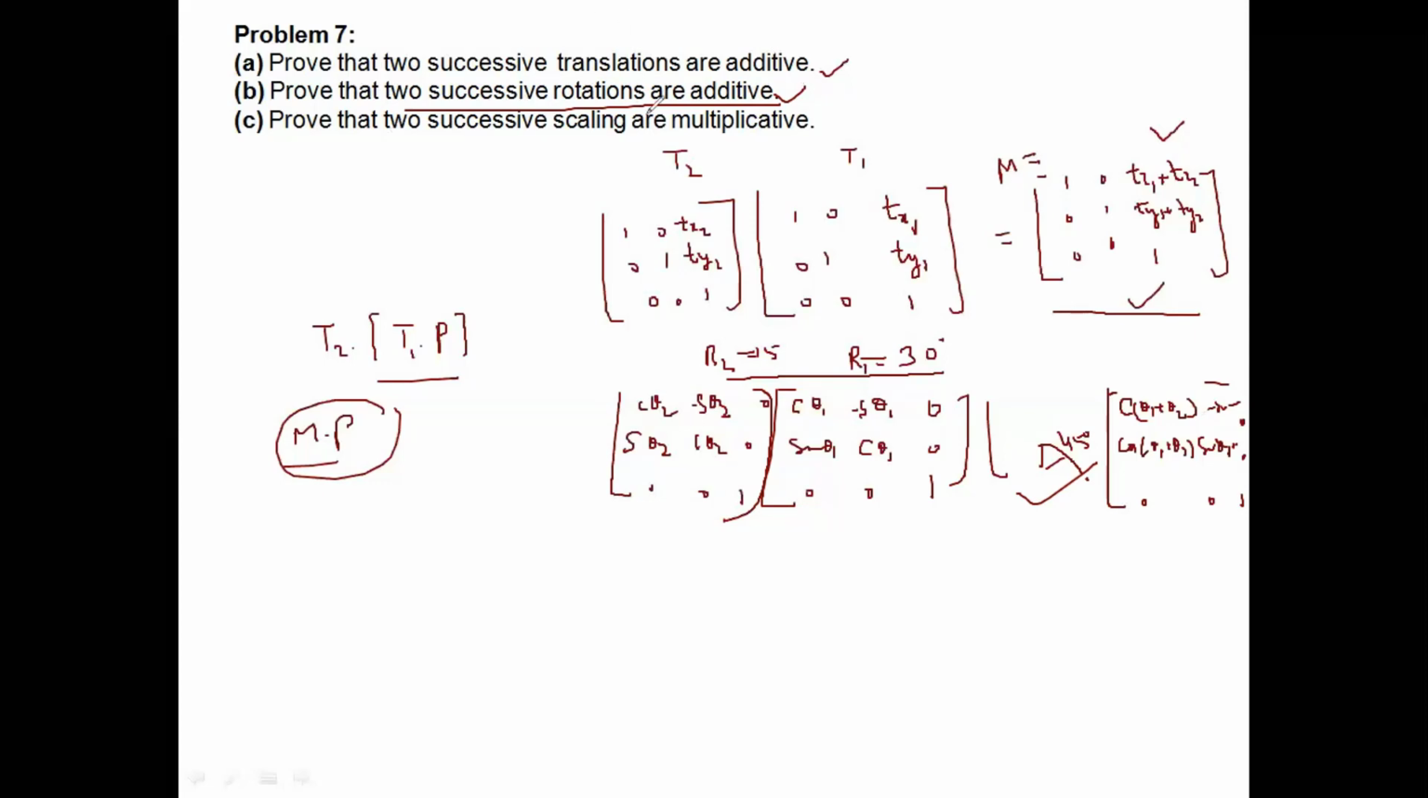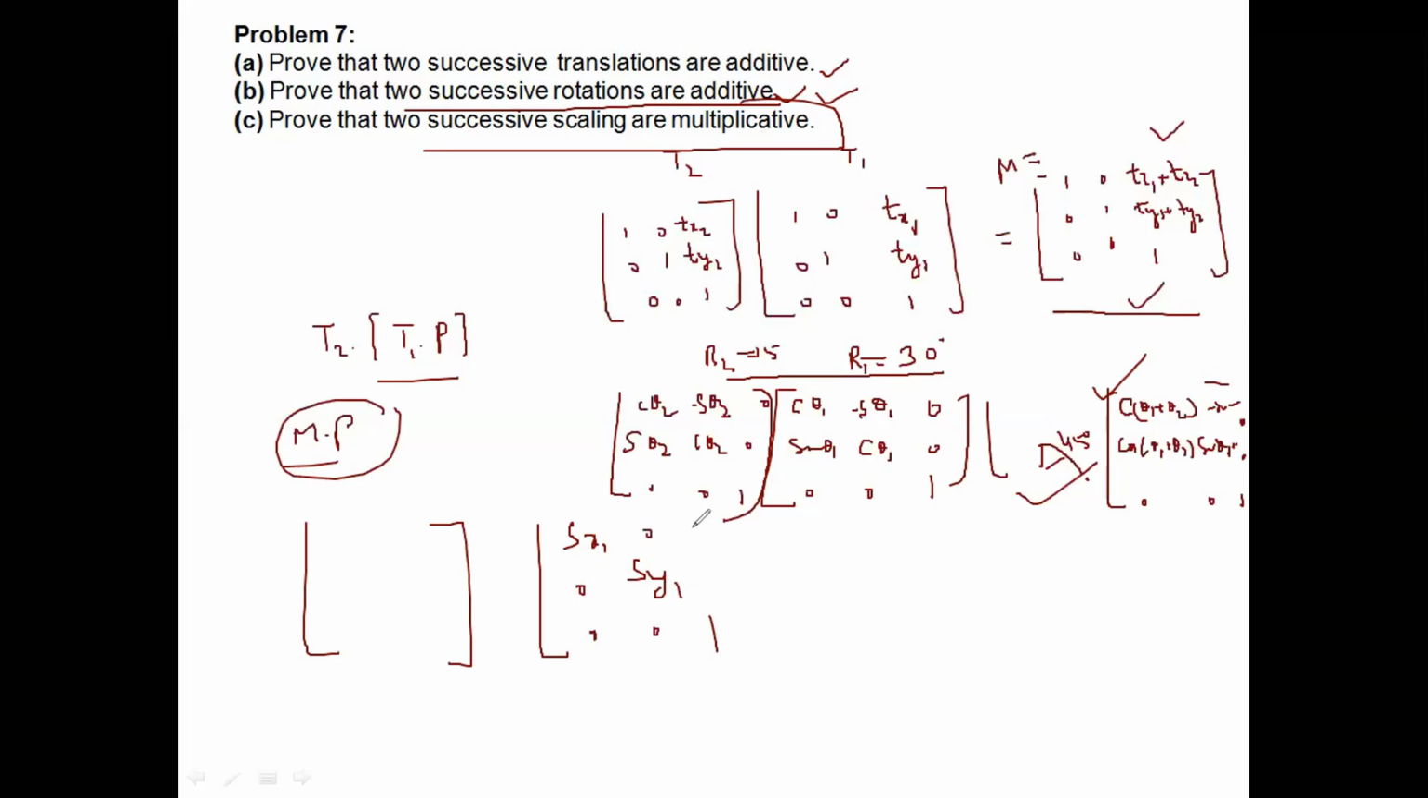So we can use this axiom and we can write this matrix directly, by adding the two angles together. Likewise, when we do the scaling, the scalings can be multiplied. So in this, you will write the two matrices, that is, scaling sx1, scaling sy1, and sx2, sy2. This is its general form.